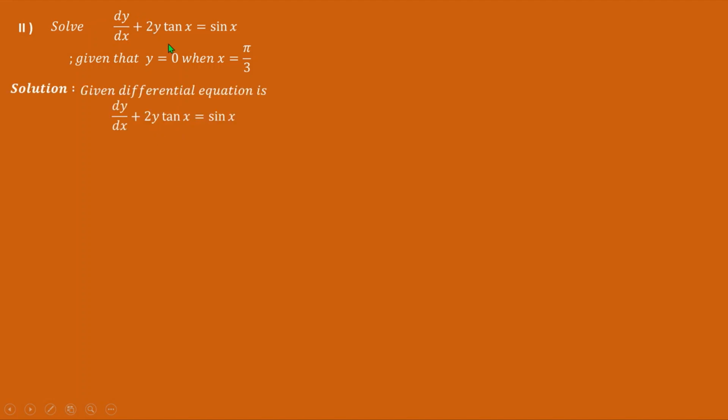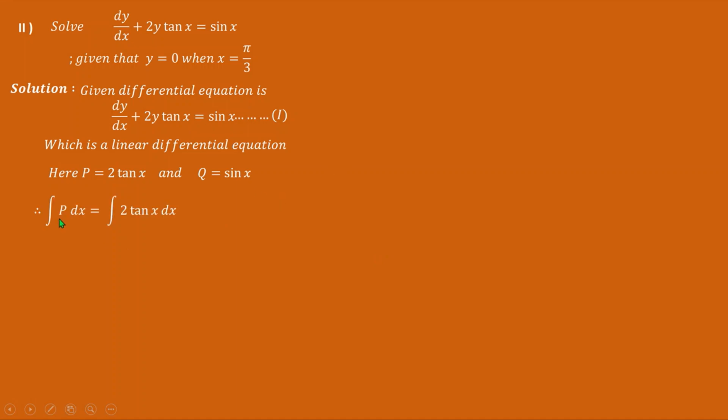So give this differential equation number 1. Now we observe that this is the differential equation of the type dy by dx plus py is equal to q, means this is the linear differential equation. So value of p is equal to 2 tan x and value of q is equal to sin x. Therefore, integration p dx is equal to integration 2 tan x dx. Take out 2 as a common. So we get integration p dx equal to 2 integration tan x.